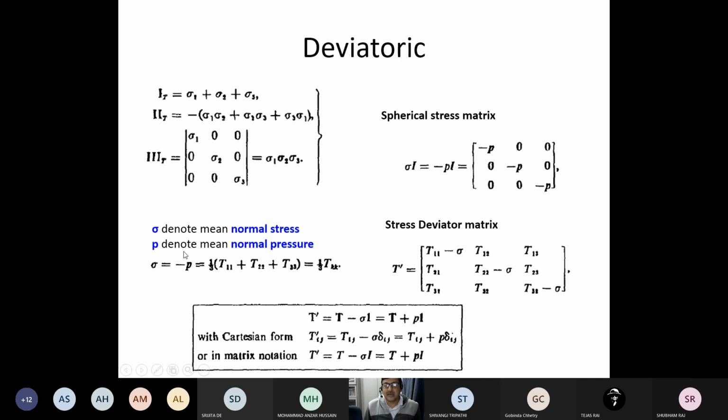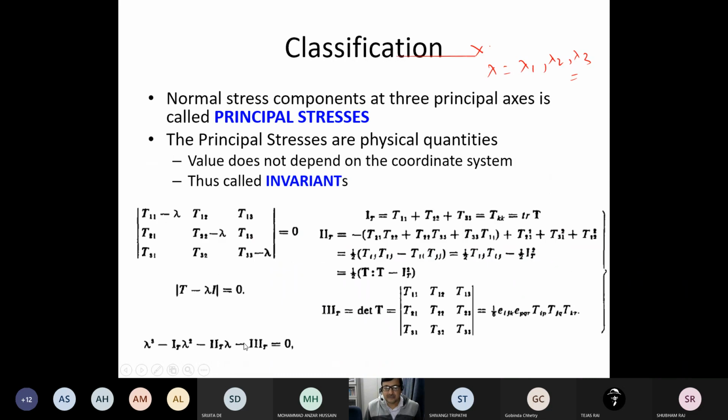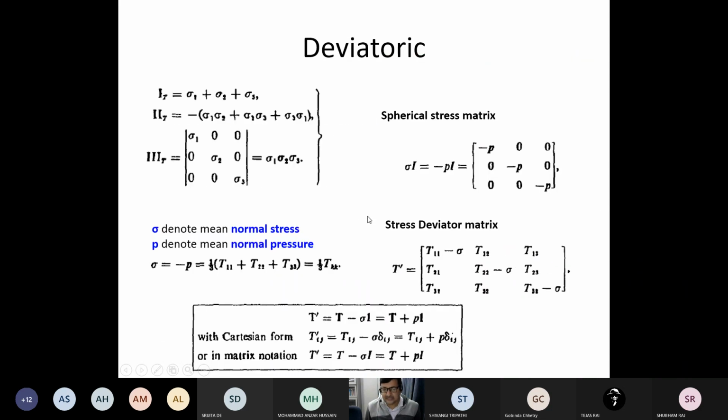Now I define the thermodynamic pressure P as what? 1/3 of T11, T22, and T33, which is an invariant. According to this analysis, this I1 is an invariant, and 1/3 of that. Why do I do 1/3? I take an average: 1, 2, 3. And that 1/3 of TKK I define as the thermodynamic pressure.